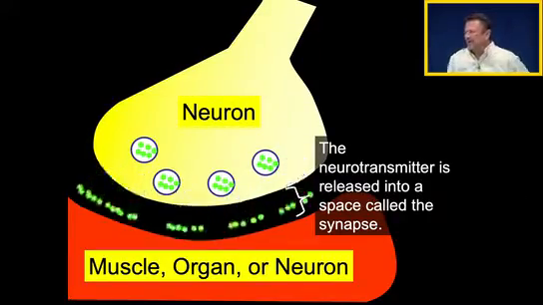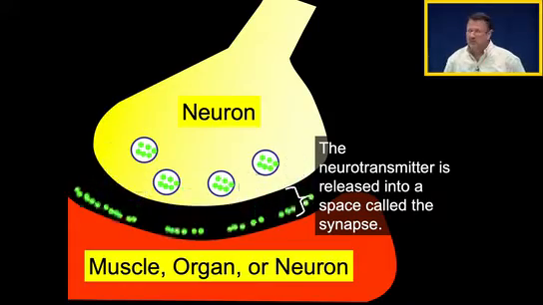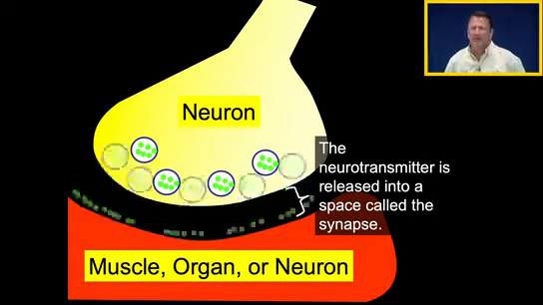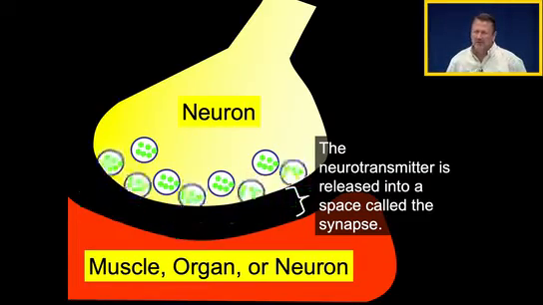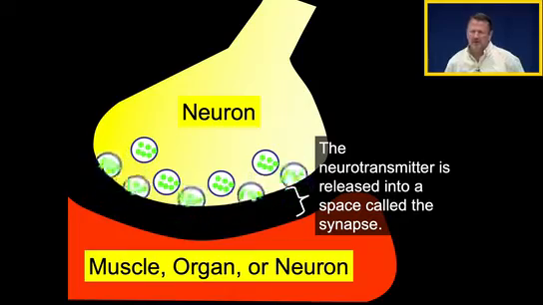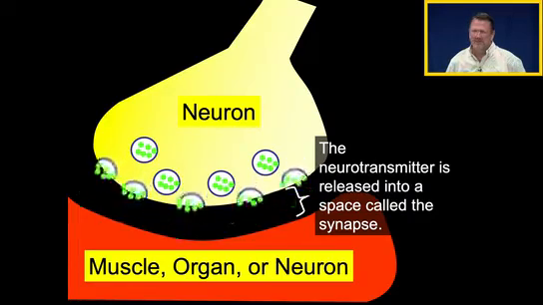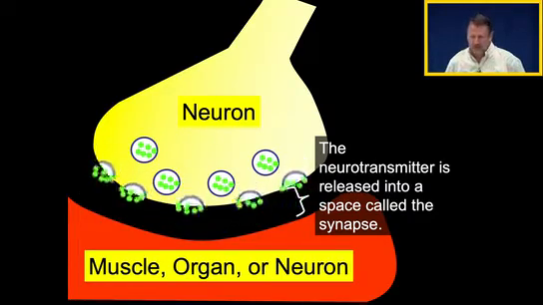All right, so the neurotransmitter is released into a space, and that space is called the synapse. And so you'll hear presynaptic this and postsynaptic that, and all sorts of synaptic terminology, like you guys are neuroscience experts. And that's really quite simply the synaptic space right there, the synapse. And that's where the neurotransmitter is released into a space.